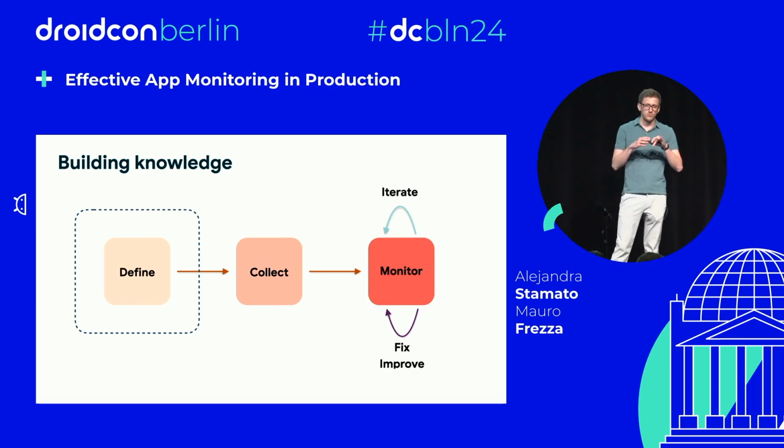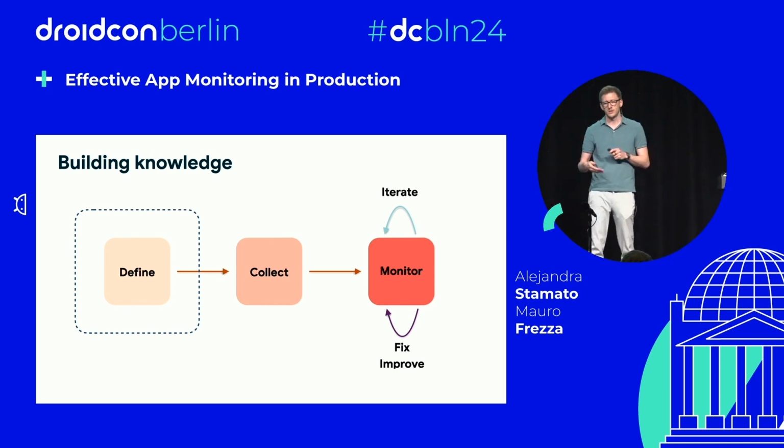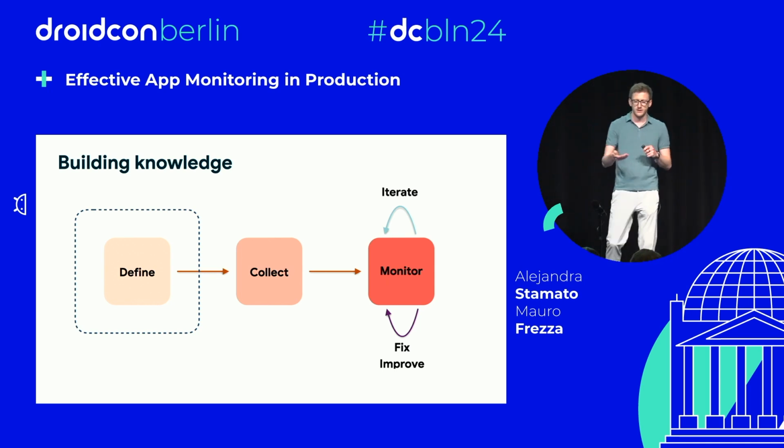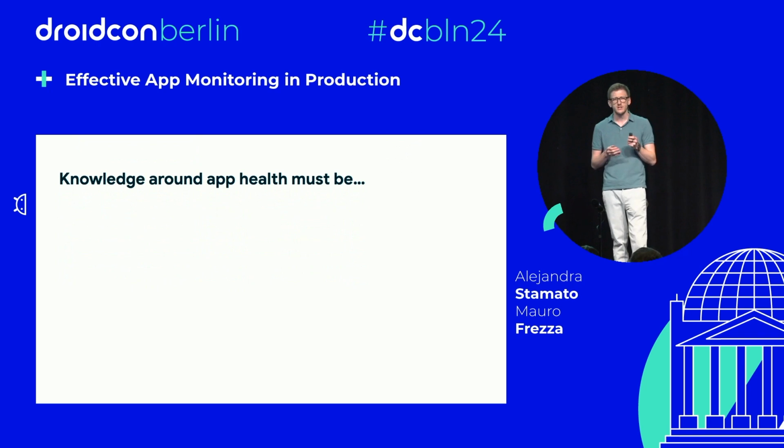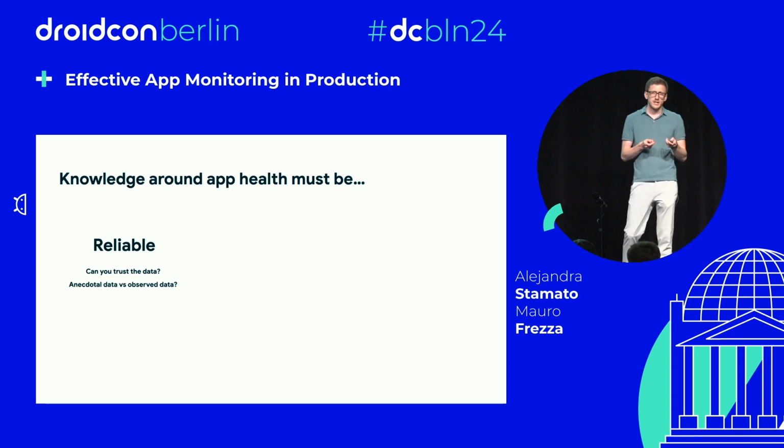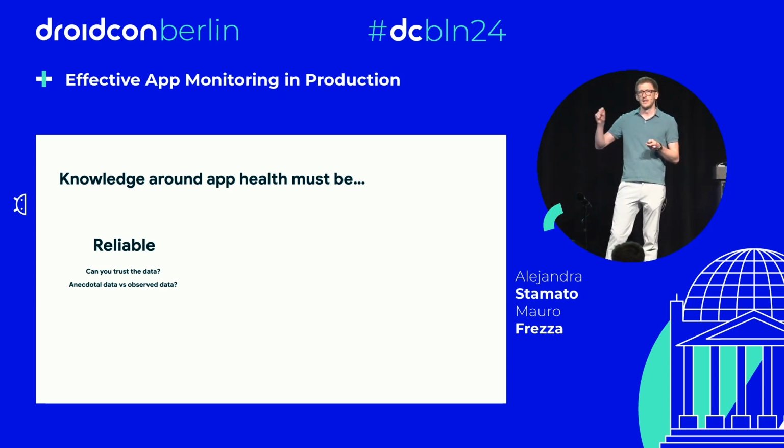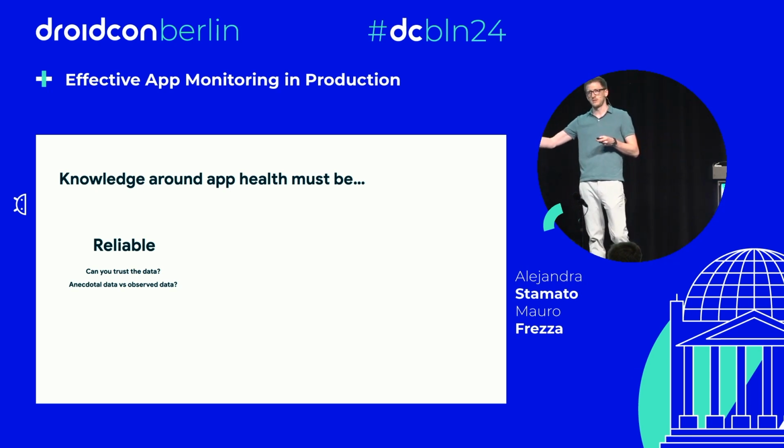Defining is the part where you build the knowledge. And the knowledge is all the information around what the user is doing, how the functionalities are doing out there when the user is interacting with it. And the knowledge around the app health that you want to collect, that you need to decide what you want to collect around the app health, must be reliable. So you need to be able to trust that that information actually does represent the user experience, and that represents some kind of value that can tell you, okay, this is telling me how the user is experiencing the app.